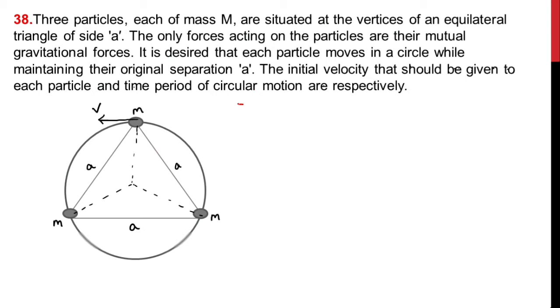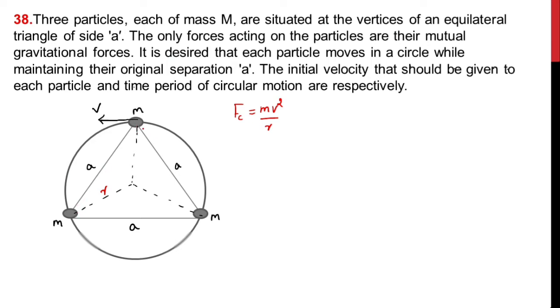As we already know, the centripetal force Fc is equal to mv square divided by radius. Here, take the radius as r. So we can write mv square divided by r. Now, which force is actually providing the centripetal force? We have to calculate the resultant gravitational force acting on the particle.